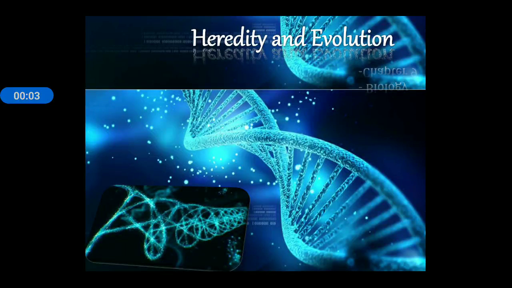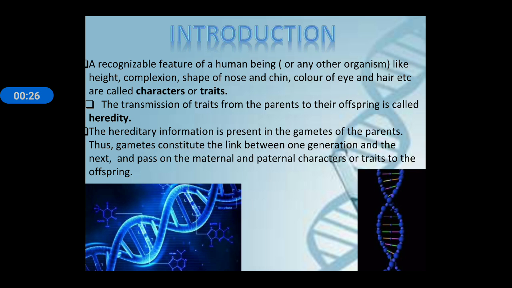Today we are going to start our next chapter of biology, and the name of the chapter is Heredity and Evolution. So what is heredity? Heredity generally can be defined as the process by which the characters, like the height or the skin color, the hair pattern, the hair color, the eye color, are transferred. This is known as heredity. So this is the introduction of this chapter, Heredity and Evolution.